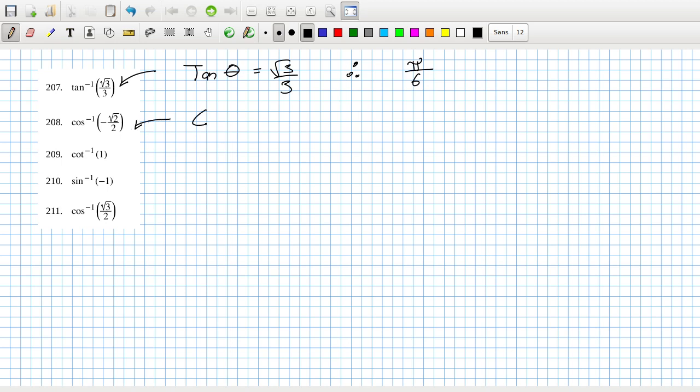Likewise here, we need to think about the cos of what would equal minus root 2 over 2. Now, if we think about the circle, the range of the arc cos function, cos inverse function, is minus pi over 2 to pi over 2. So we're only in these two quadrants, but it's negative, so we must be in this quadrant here. We note that cos of pi over 4 is root 2 over 2.